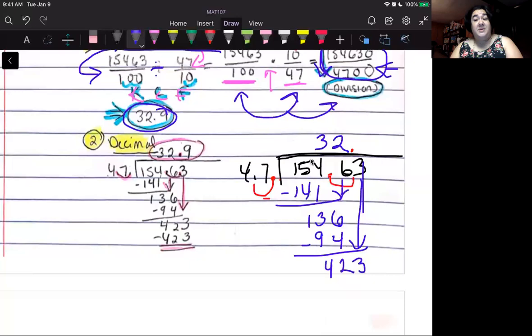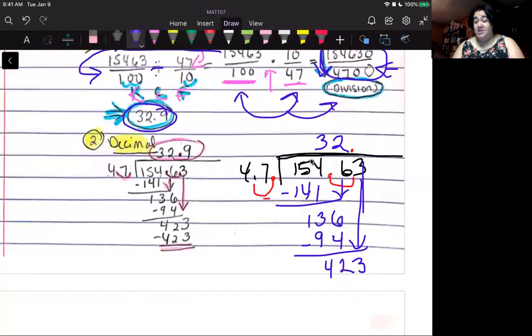So unlike with multiplication, where you deal with where the decimal point goes in your answer at the very end of the calculation, with division, the adjustments we make before we even start dividing automatically handle the placement of our decimal point into our answer, okay?